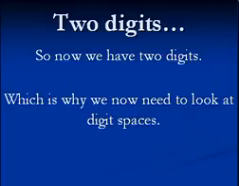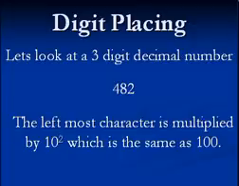So now we have 2 digits, which is why we need to look at digit spaces or digit placing. We've got the first digit and the second digit, and let's look at a 3-digit number. So a 3-digit decimal number, in this case we'll use 482 as an example. The leftmost character in this example is multiplied by 10, which is the base value because we're using base 10, to the power of 2, which is the same as 100. So that's why we say 400.